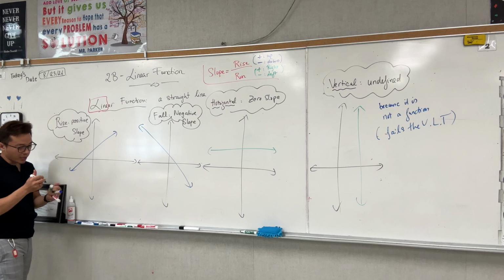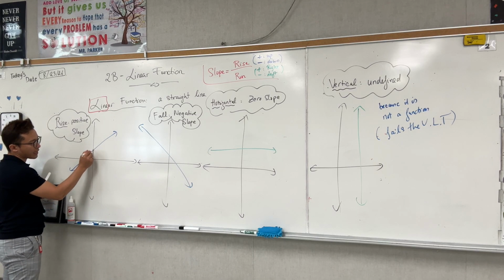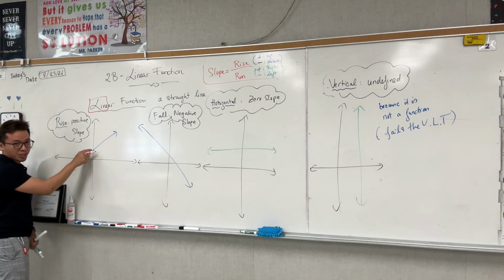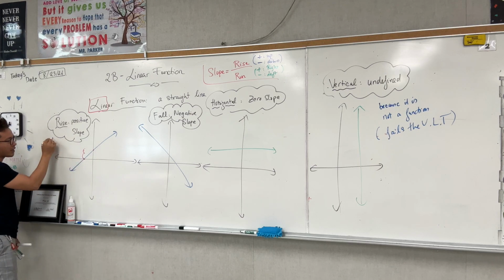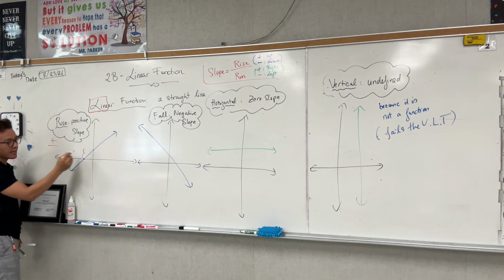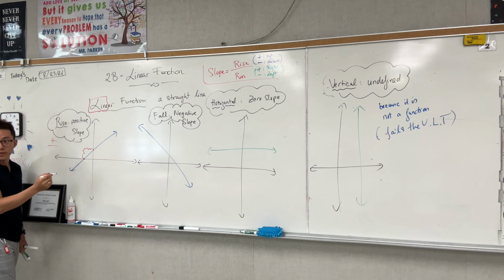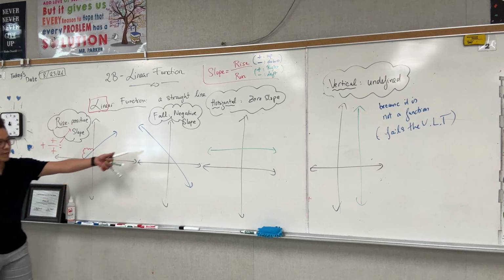Rise over run, that means you're gonna choose 2 points. Maybe you just choose any X intercept and Y intercept. From this point to this point, do you go up or go down? Up, right? So I don't know how many, but I know it's going positive because I go up. And then do I go right or do I go left? Right. So it's also positive. Positive over positive is positive, right? That's the reason why.